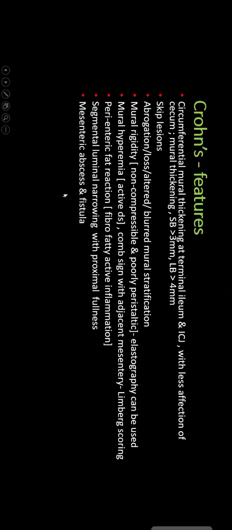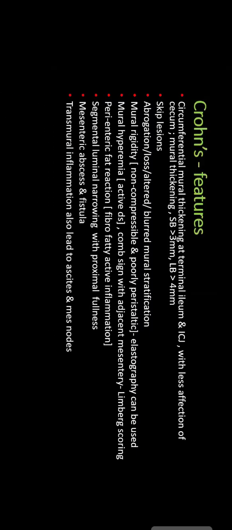Mesenteric abscess and fistula formation we see as a complication in Crohn's disease. Transmural inflammation also leads to ascites and mesenteric nodes. Transmural spread of inflammation is when the infection passes from mucosa to submucosa to muscularis propria and serosa. This is how the disease process proceeds, leading to serosal and then parietal peritoneum involvement, leading to ascites and mesenteric lymphadenopathy in response to infection and inflammation.